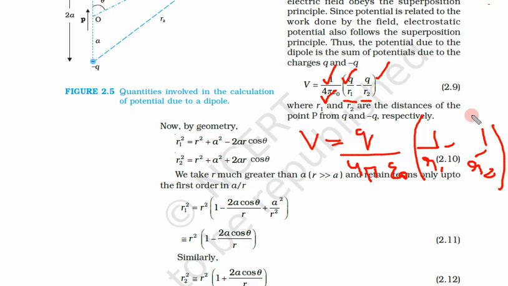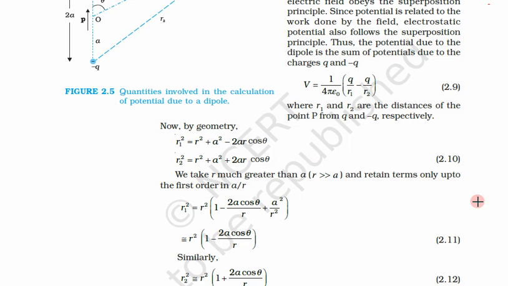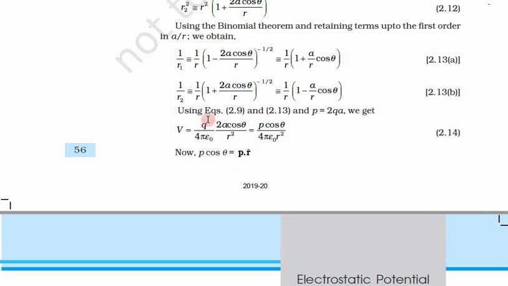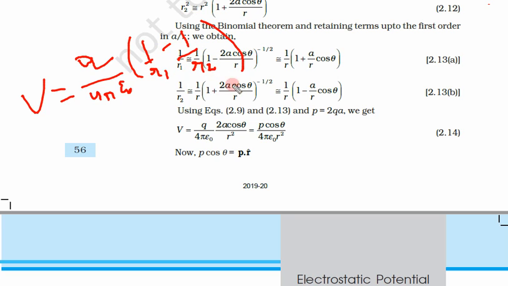Now we have got 1 upon r1 and 1 upon r2. Let us put the values here. So the equation was simply q upon 4 pi epsilon naught, then 1 upon r1 minus 1 upon r2. Now 1 upon r1 and 1 upon r2, let us put this value.